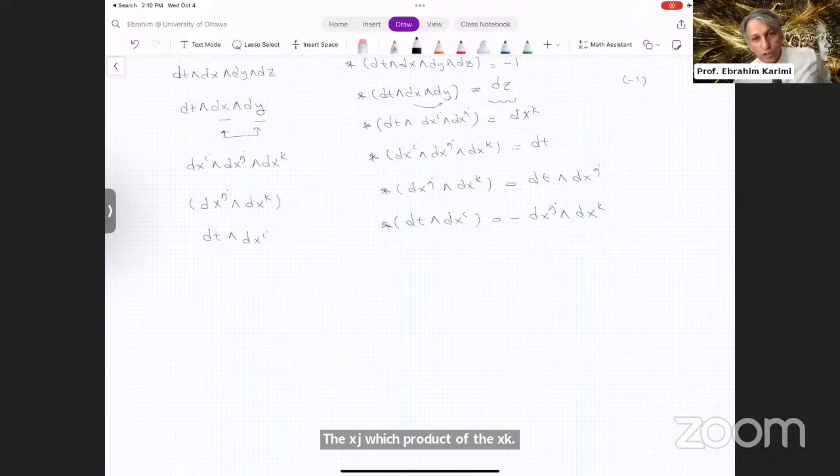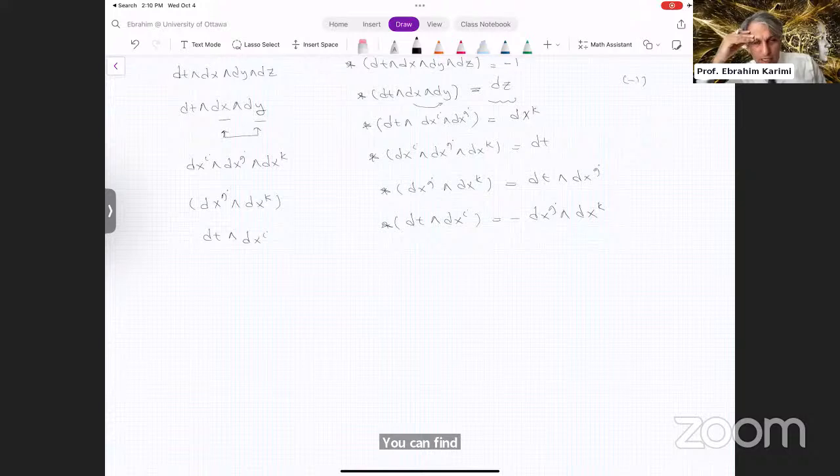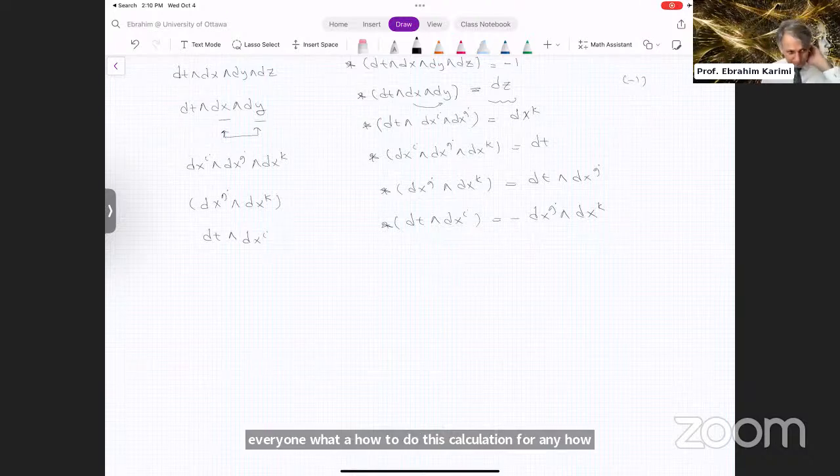So in a more general case, you have to really count what is the location of that, and depending on the metric that you have, a minus factor to the power of the p-forms in your calculation. You can find that. I will send it as a note to everyone, on how to do this calculation for any arbitrary dimension. Okay. Thank you, Isa.